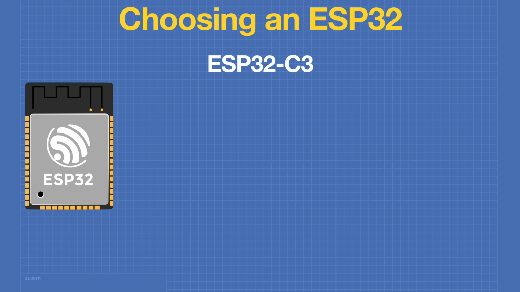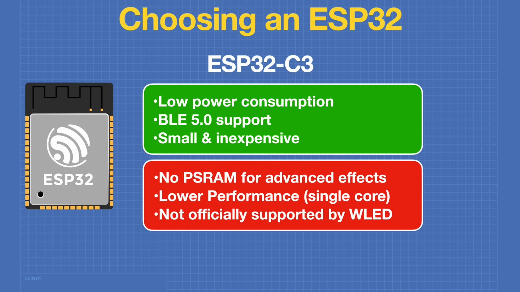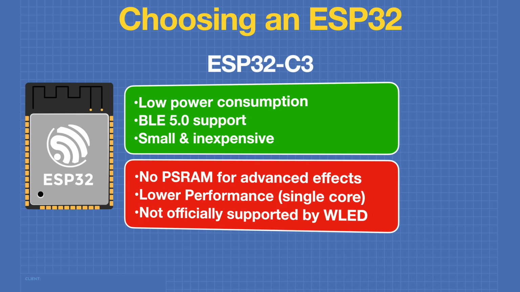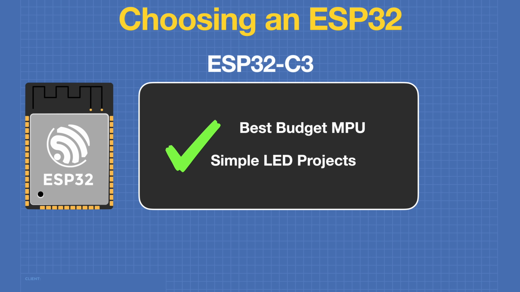The ESP32C3 has very low power consumption. It has BLE 5.0 support, and it's small and quite inexpensive. However, it does not have PSRAM, and it's a single-core device, so it's lower performance. Once again, it's not officially supported by WLED, but it will work. This is probably the best budget microcontroller and is good for very simple LED projects.